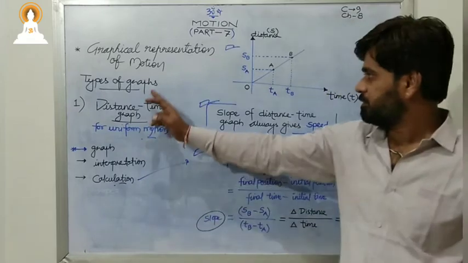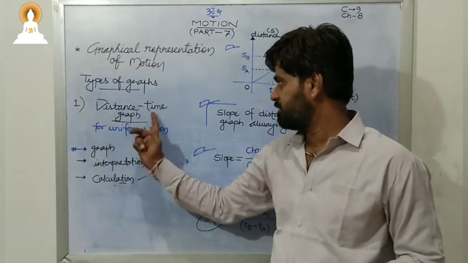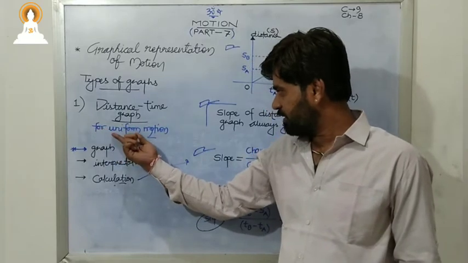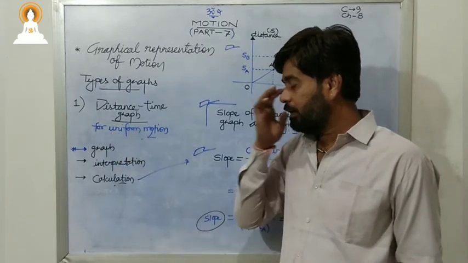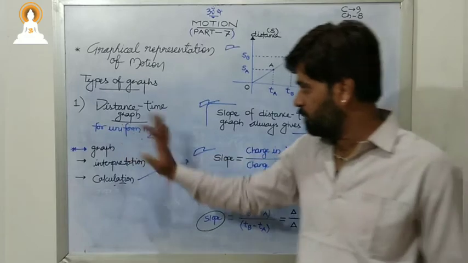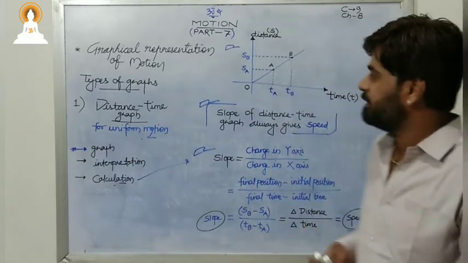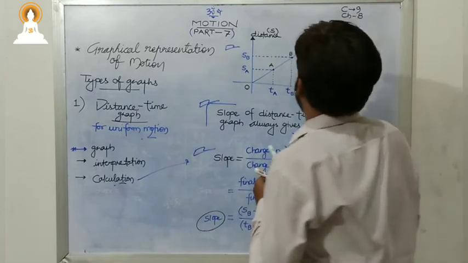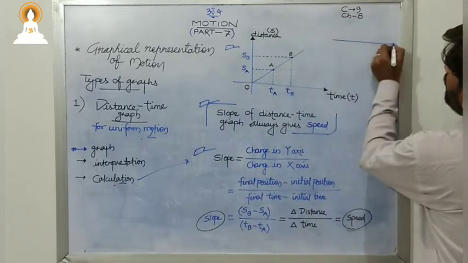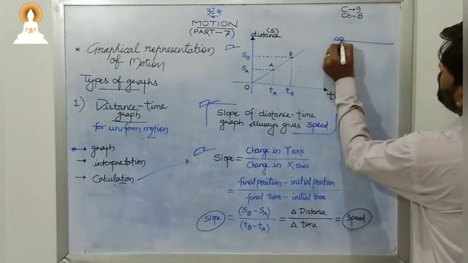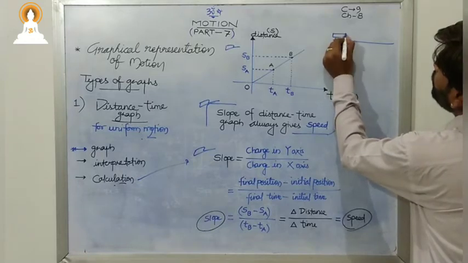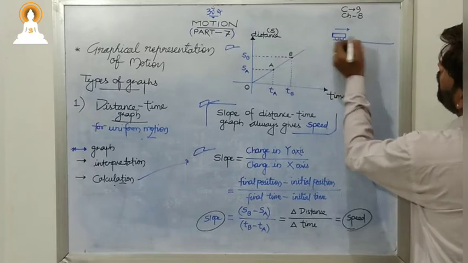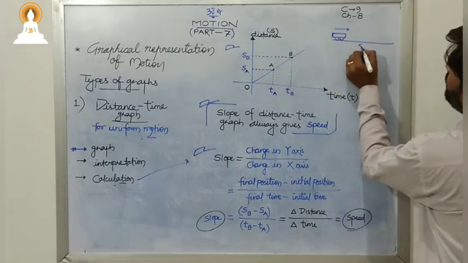In types of graphs, the very first one is the distance time graph. In that also we are going to study about uniform motion. So, distance time graph for a uniform motion. What does it mean? It means an object which is moving with uniform motion. Uniform motion means what? An object which is moving over a straight line.